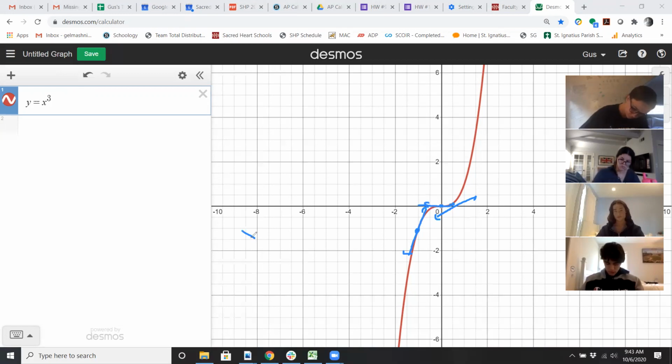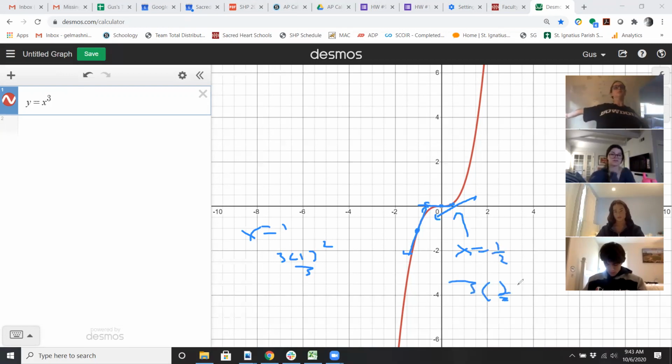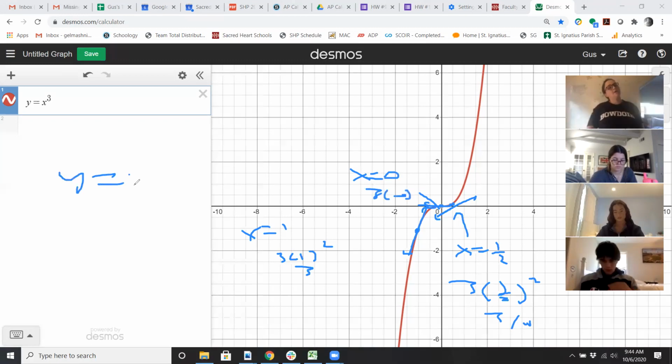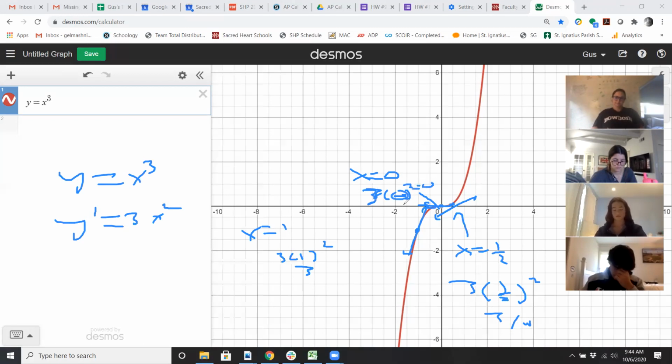Like at x equals 1, if I do 3 times 1 squared, I get 3. Here, this is like an x equals half. So I do 3 times 1/2 squared, which is 3/4. Here, that's at x equals 0. If I plug it into 3x squared, remember y equals x cubed, the derivative, which we'll call y prime, was 3x squared. Here, if I plug 0 into 3x squared, 3 times 0 squared is 0. That's a flat line.